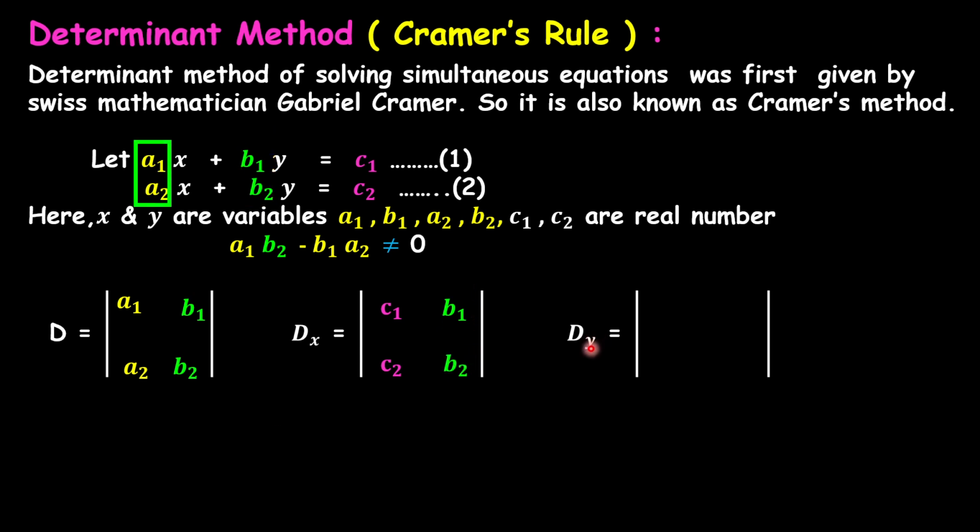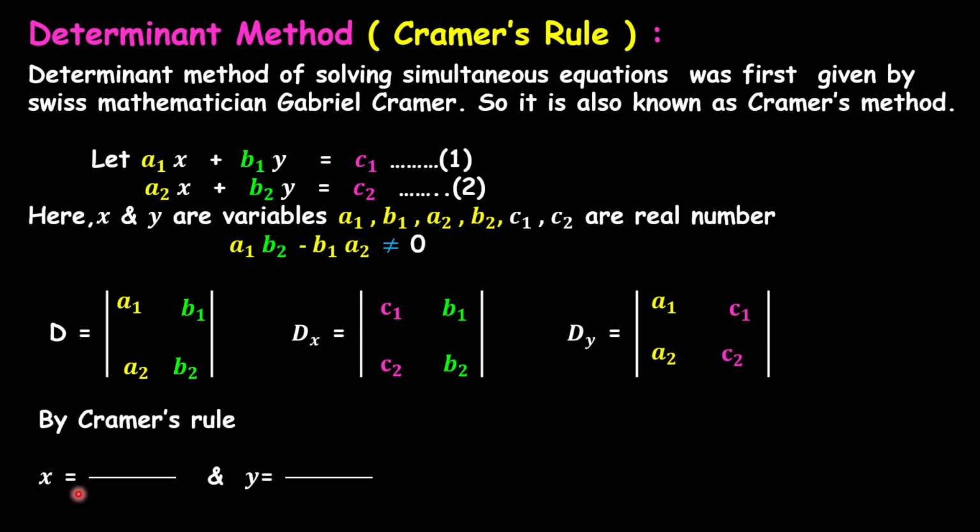Now Dy means replace the coefficients of y in the determinant D. That means we have to replace the second column of determinant D by the constants. Therefore, the first column is the coefficients of x, which are a1, a2, and the second column is the constants c1, c2. By Cramer's rule, the value of the variable x is Dx upon D, and the value of variable y is equal to Dy upon D.